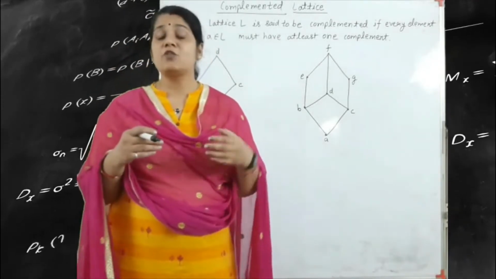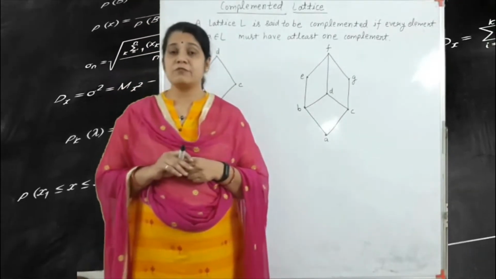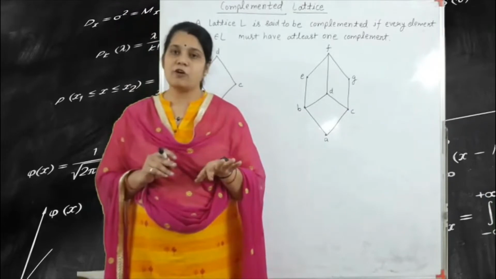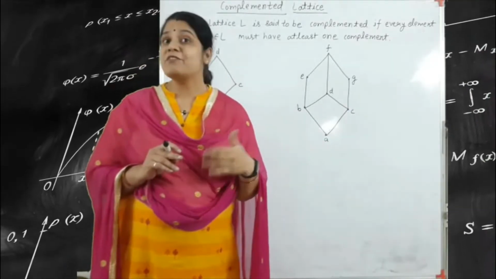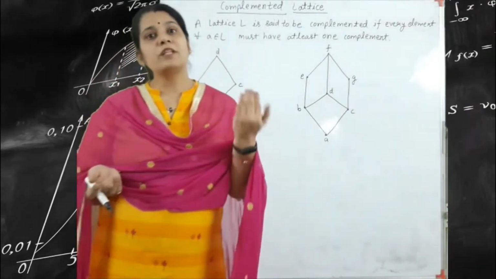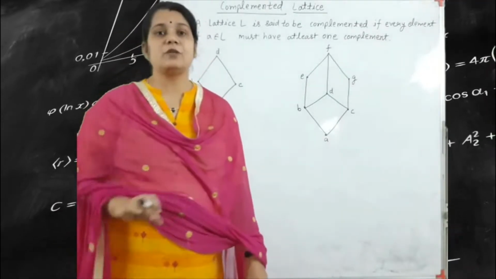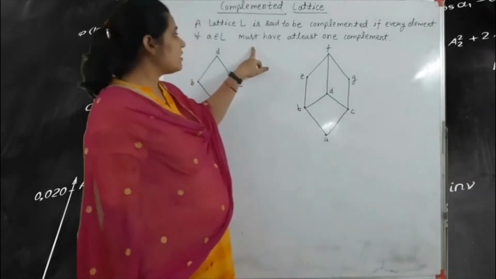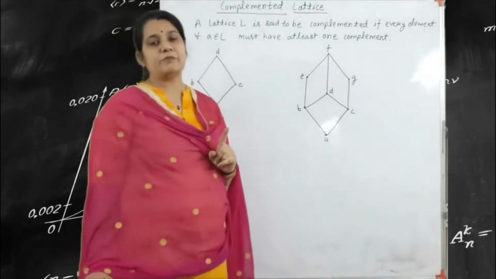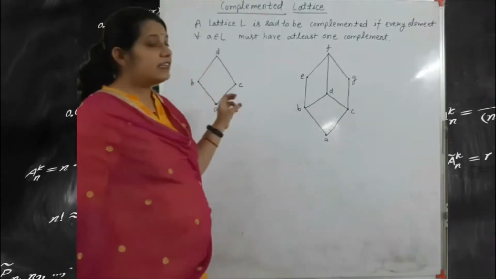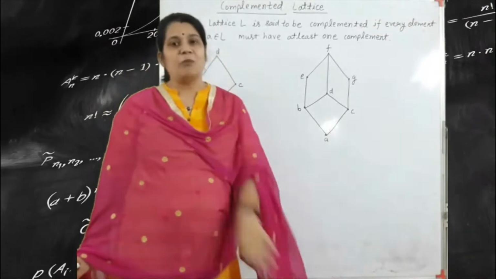So according to the distributive lattice, either 0 or 1 complement is present, but here we find just the opposite. If more than one complement is present, that is allowed here, and we only look for at least one complement. That means we check whether any element does not have a complement.